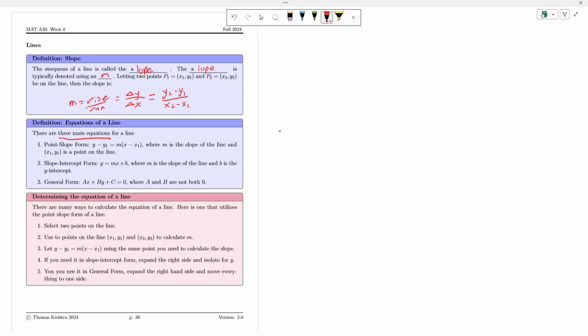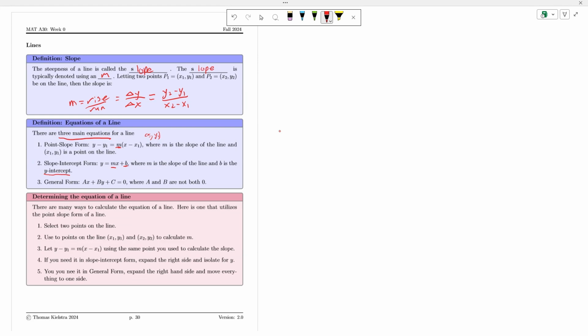Our point slope form takes the slope and a single point x1, y1 to build our line. The slope intercept form uses the slope and the y-intercept. So B is the y-intercept. And the general equation, we have constants A, B, and C, where both A and B are not equal to 0.